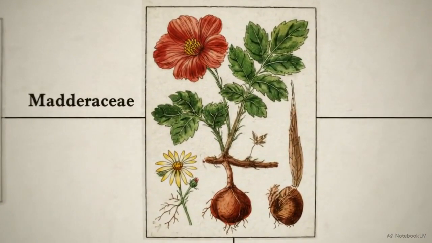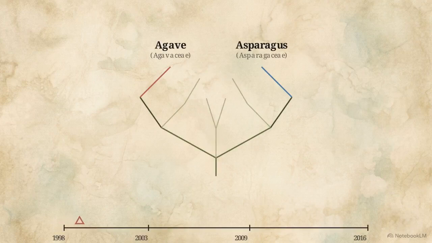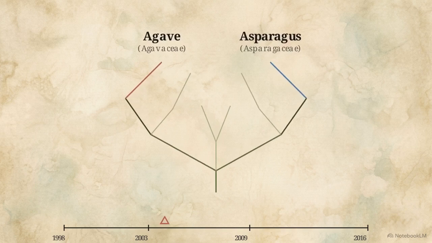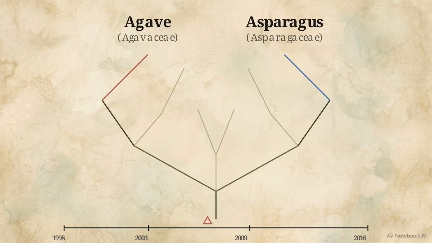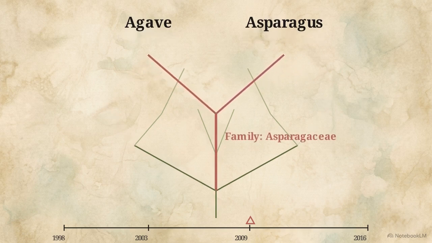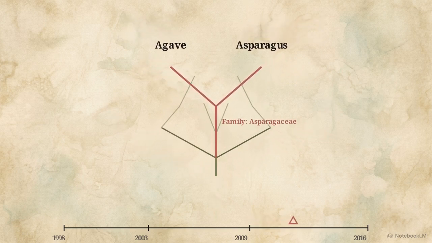Between 1998 and 2016, the APG revised its tree multiple times using deeper genetic evidence. These updates often contradicted physical intuition. For instance, agave and asparagus were merged into the same family after DNA proved they were closely related.